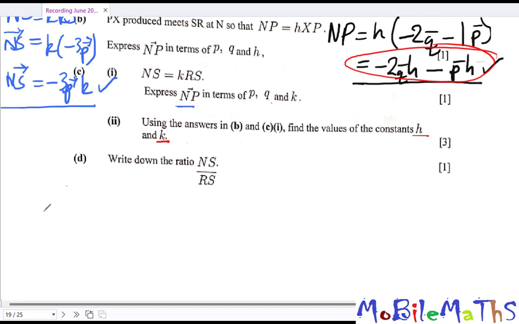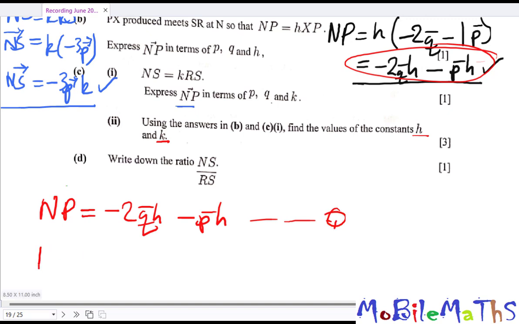So the first NP is equal to H minus 2QH minus PH, and I'm just saying this is 1. Then the other NP is equal to negative 3PK, then minus 3Q, right? I think so, that's correct. Let me just double check. Okay, negative 3Q, that's correct. So that's our 2.